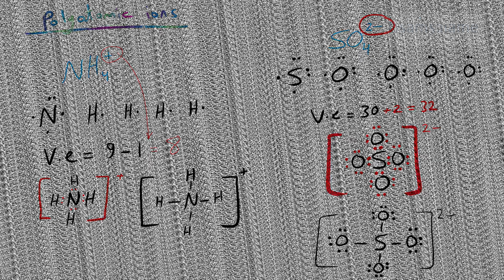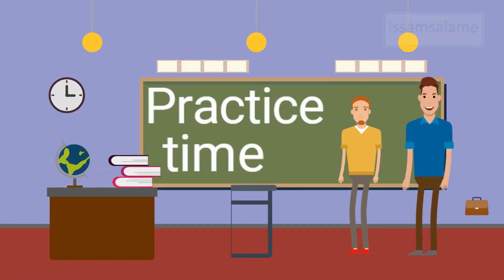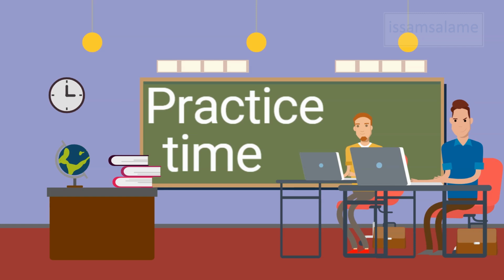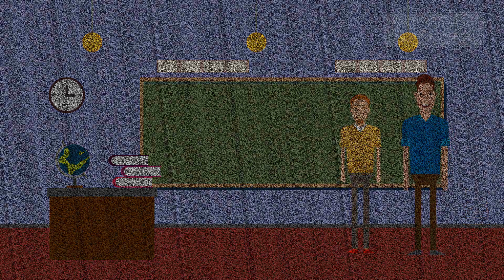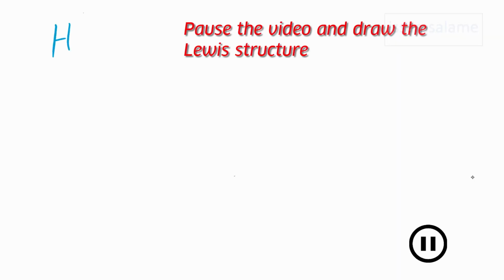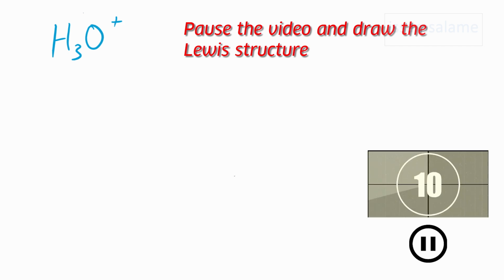the charge. And now, before I move to something else, I will give you the chance to practice drawing the Lewis structure for a polyatomic ion. Please pause the video, try to draw the Lewis structure for this one, and then play the video again to check if your answer is true or not.